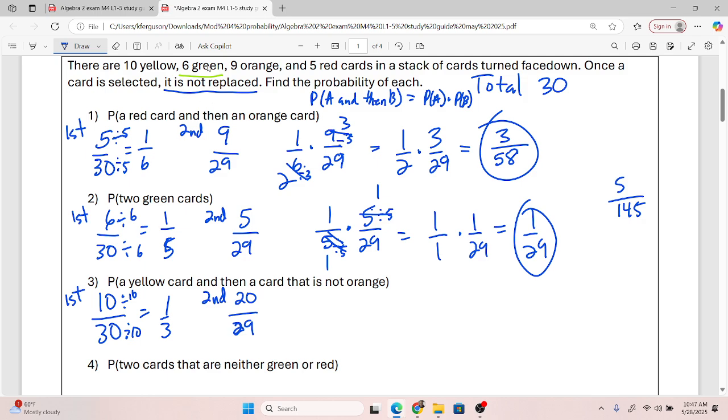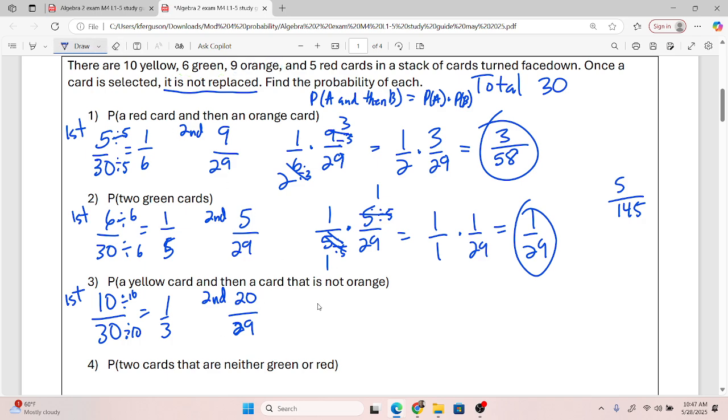There were 21 cards that were not orange. The first event was me pulling out a yellow card. A yellow card isn't orange, so that means I took one of the not orange cards away. So there were 21, now there's 20. I got 21 from adding all those up, there's 30 cards. If I take away the 9 orange, how many are left? 21. But if I take out one of the 9 orange, that means there's only 20. So that's where we got that.